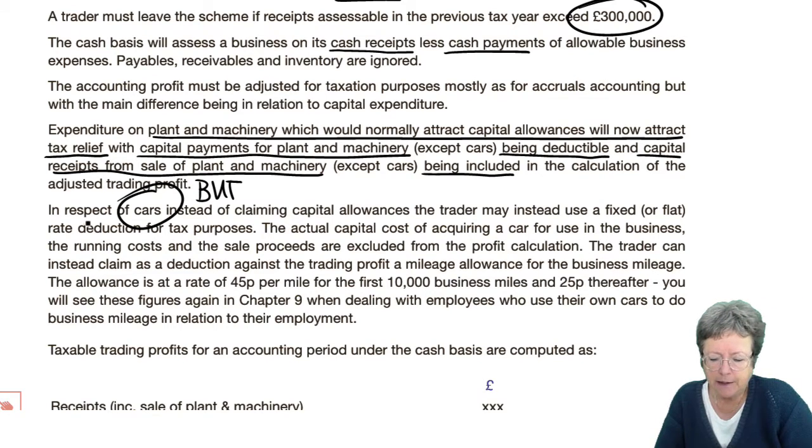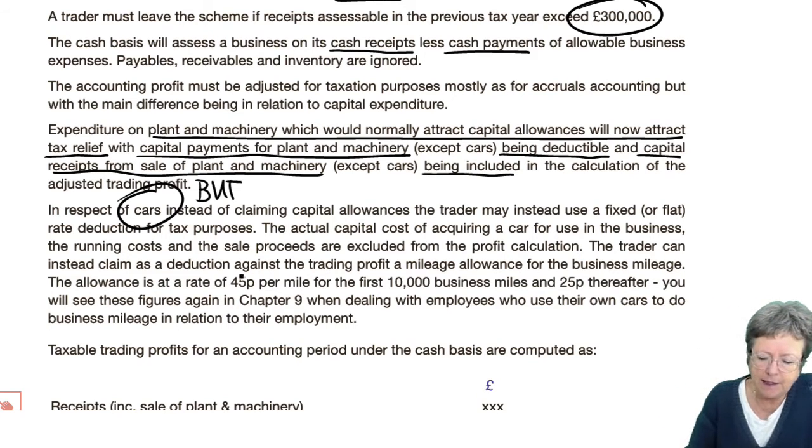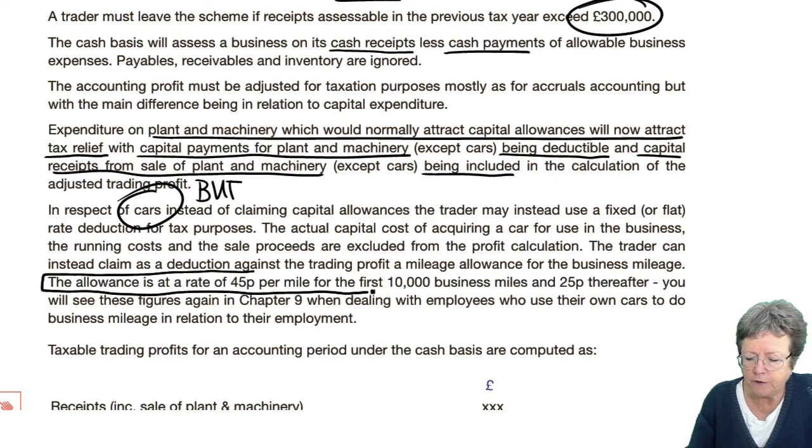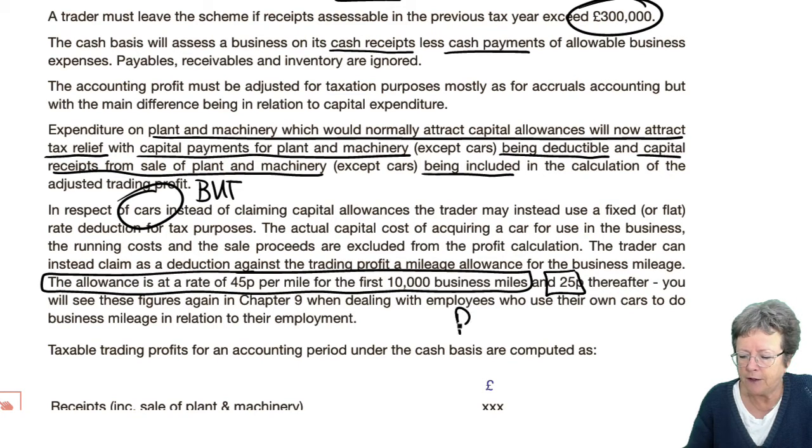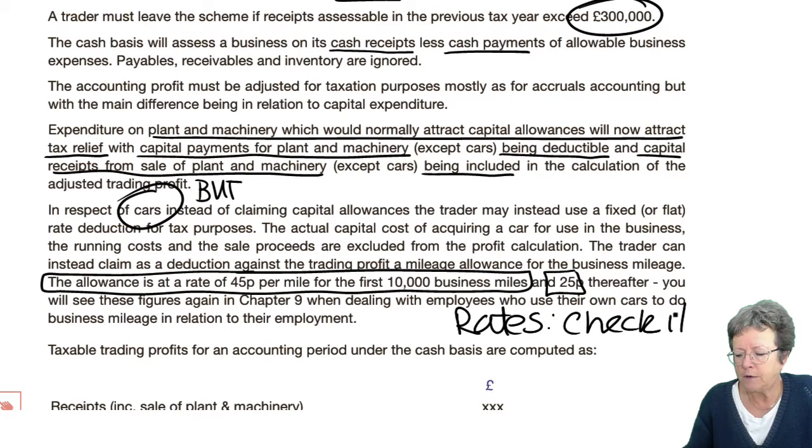Instead of claiming capital allowances, you use a fixed or flat rate deduction for tax purposes. Now, that allowance is 45p per mile for the first 10,000 miles and 25p thereafter. That's in the rates. Check it out. Never guess.